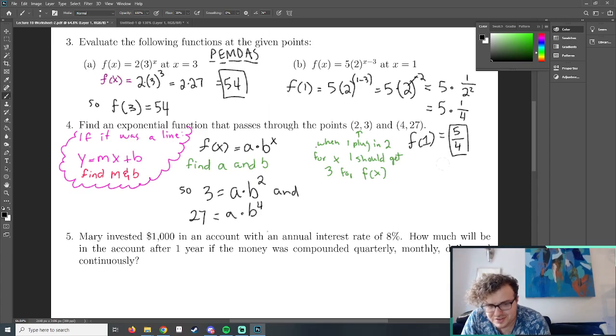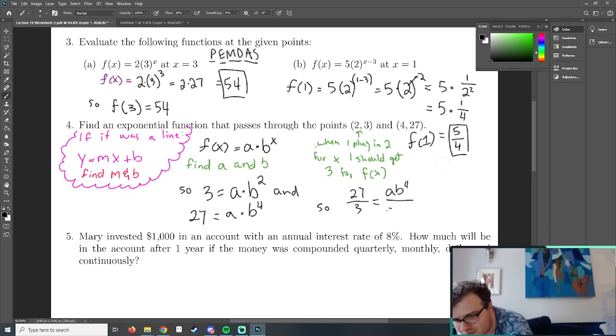Now, here's a neat little trick. Because we know that 3 equals a times b to the 2nd power, and 27 equals a times b to the 4th power, what we can do is, 27 divided by 3 must equal a times b to the 4th over a times b squared, meaning 27 over 3 must equal b squared, right? Because that cancels out all to b squared. 27 over 3 is 9. And so we know 9 equals b squared.